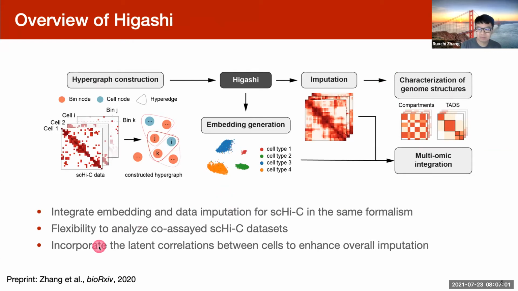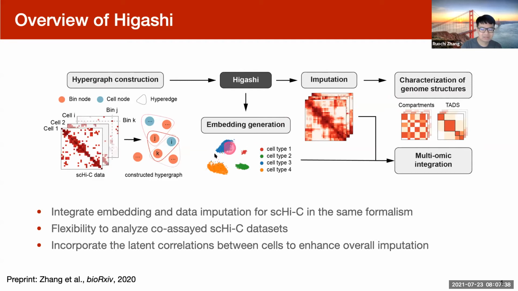The preprint of our method is available on bioRxiv, and this method has been accepted and will be published soon. The overview of Higashi is shown in this slide. First, we would construct the hypergraph from the single-cell Hi-C dataset. After that, the hypergraph representation learning framework would generate embeddings for the cells and also impute the sparse contact maps. After imputation, we can use these imputed contact maps to characterize multiscale genome structures such as compartments and TADs.